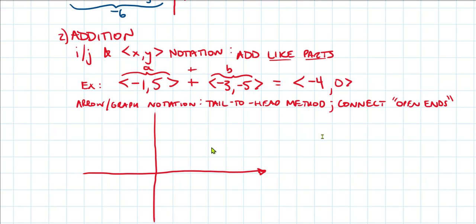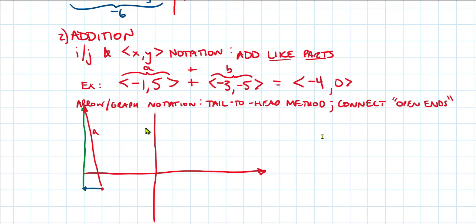I will start by putting the vector A, and again, just doing this randomly, I'm going to put vector A over here. I'm going to put its tail there. So to get from the tail to the head, remember for vector A, I go 1 to the left and 5 up. That's what those components are. They're basically a little map. So 1, 2, 3, 4. Ooh, I'm going all the way up there. Okay, so there's vector A.